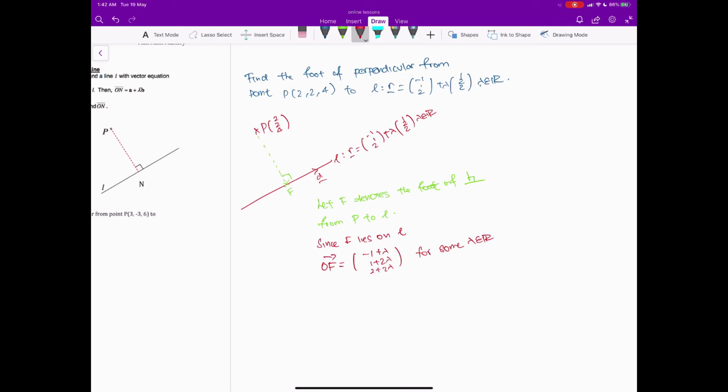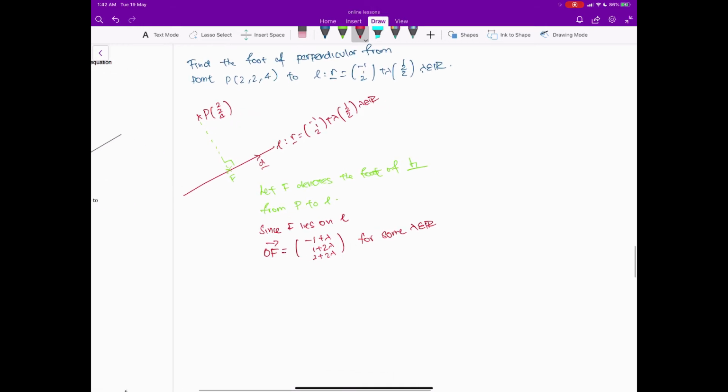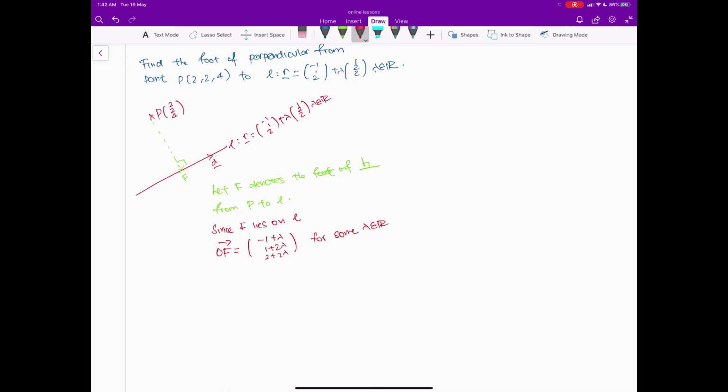When I say for some lambda is a real number, it means that if I sub in a specific value of lambda, I will definitely be able to get OF. That's what the phrasing is trying to say here. From here, I'm going to proceed to find my PF. PF will be equal to OF minus OP. OF I already stated in terms of lambda on my previous part, minus away OP, which is (2, 2, 4). If you do a quick calculation, it should derive as (-3 + lambda, -1 + 2 lambda, -2 + 2 lambda).